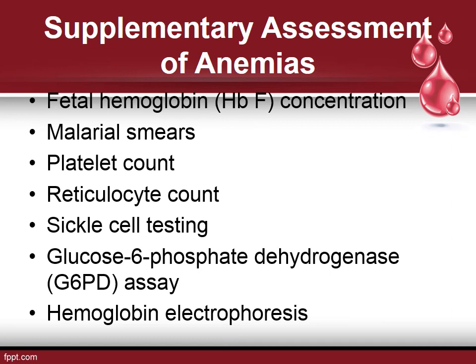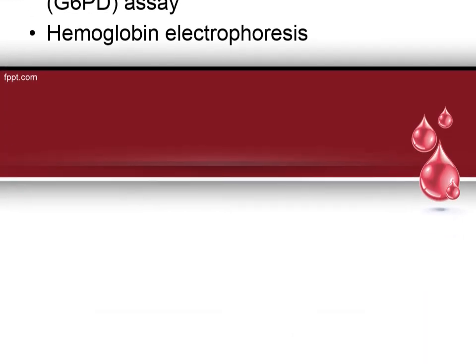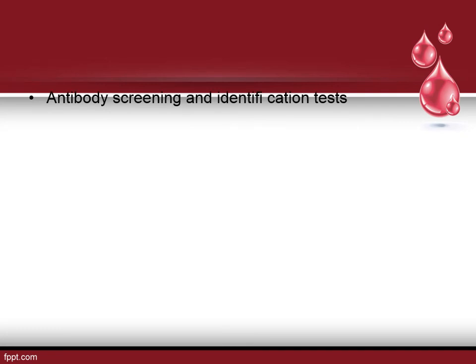Hemoglobin electrophoresis is good to identify thalassemia and other hemoglobinopathies. The next are additional procedures that may assist in identifying a specific type of anemia but are usually performed in other sections of the laboratory. These are the antibody screening and identification test and the direct antiglobulin test.